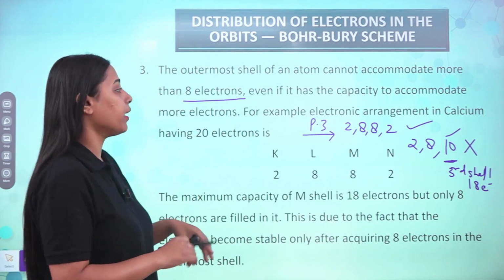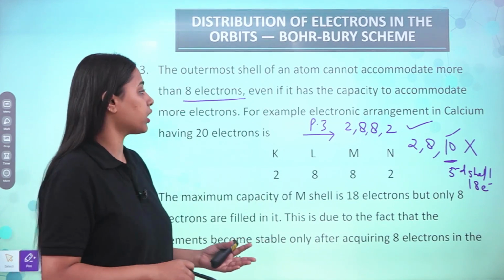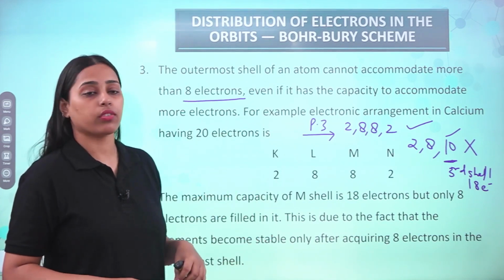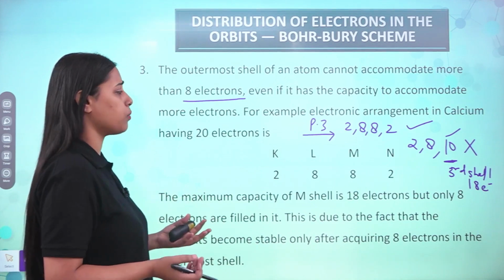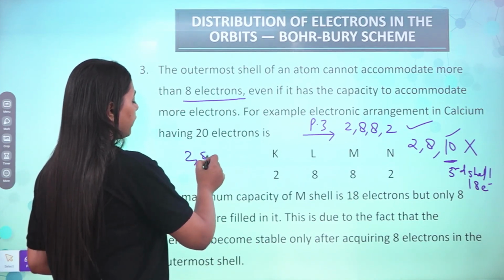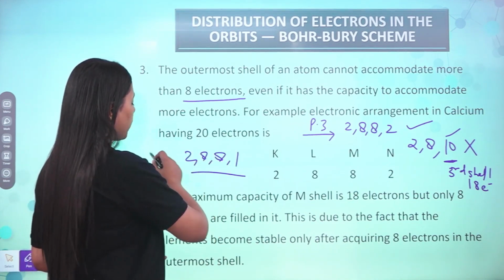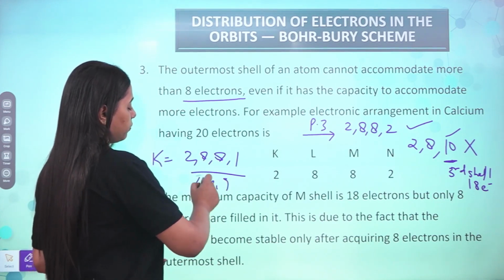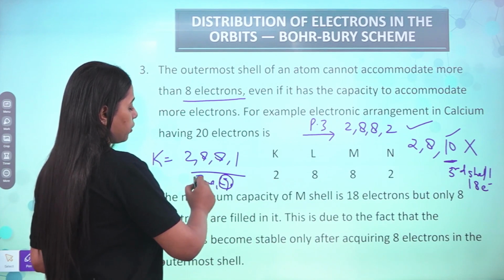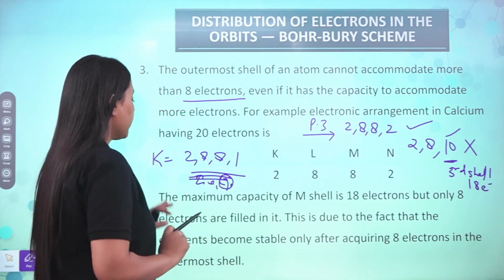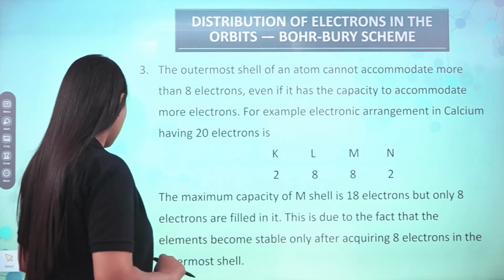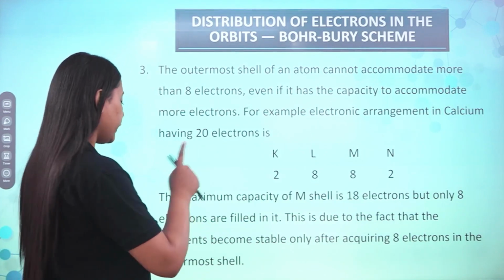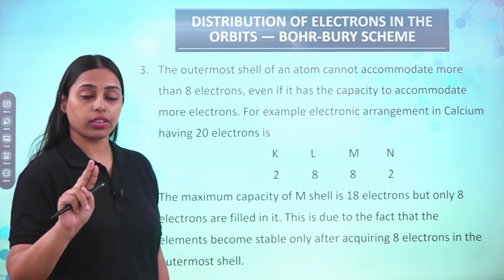So that is why there is a rearrangement of configuration, and in terms of calcium, for example, or for potassium also, you write 2, 8, 8, 1 only for potassium. You do not write 2, 8, 9 because it will be more than an octet. So that is why we don't do that. The maximum capacity of the M shell is 18, but only 8 electrons are filled. The M shell is your third shell.